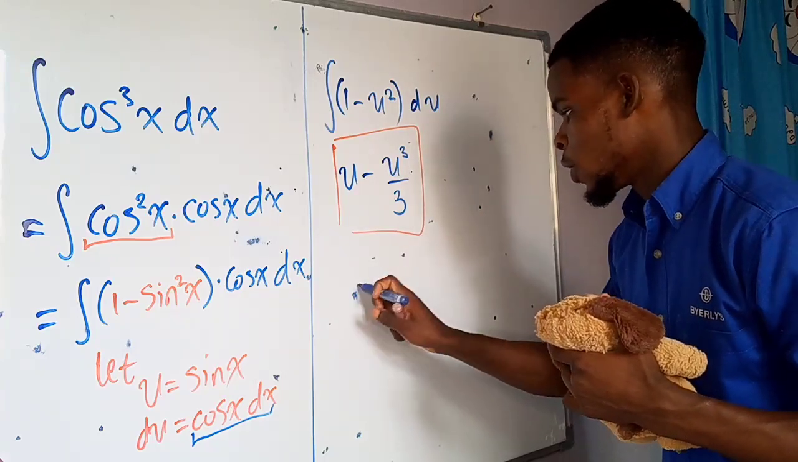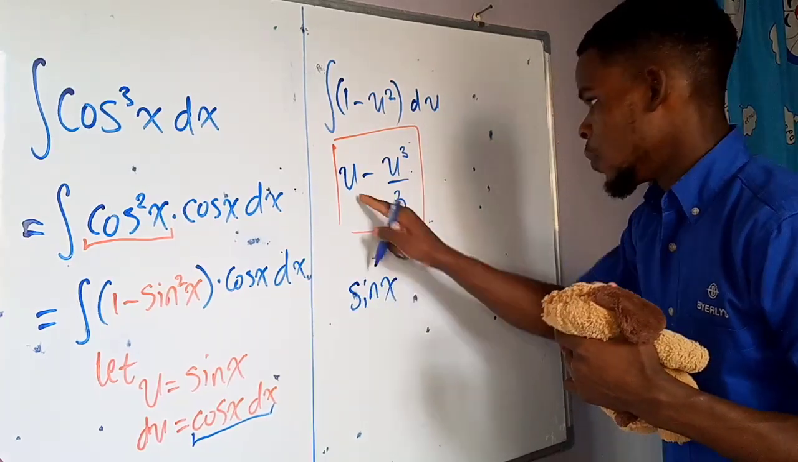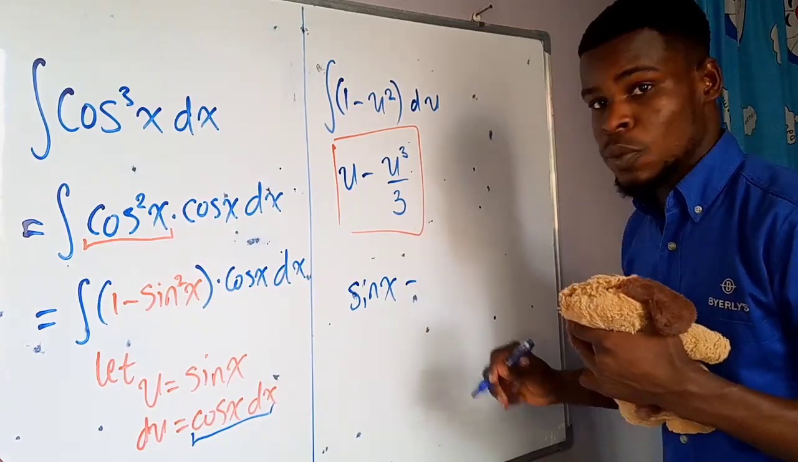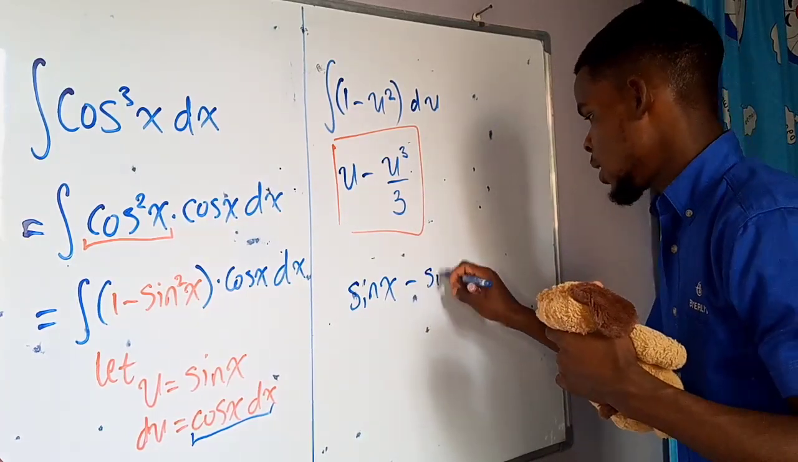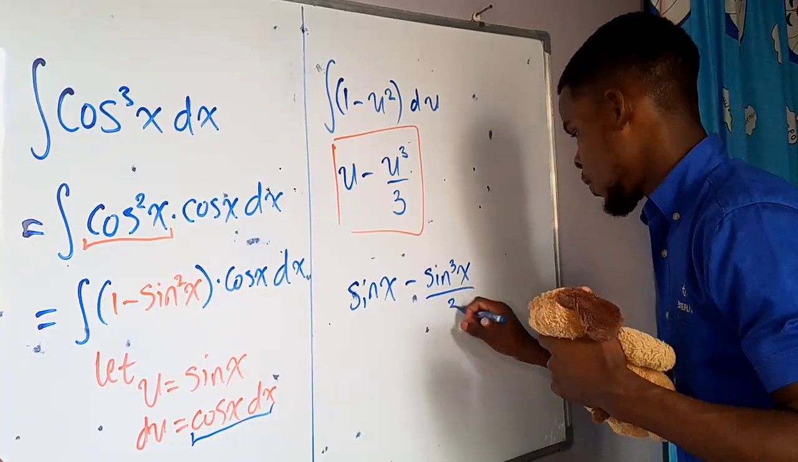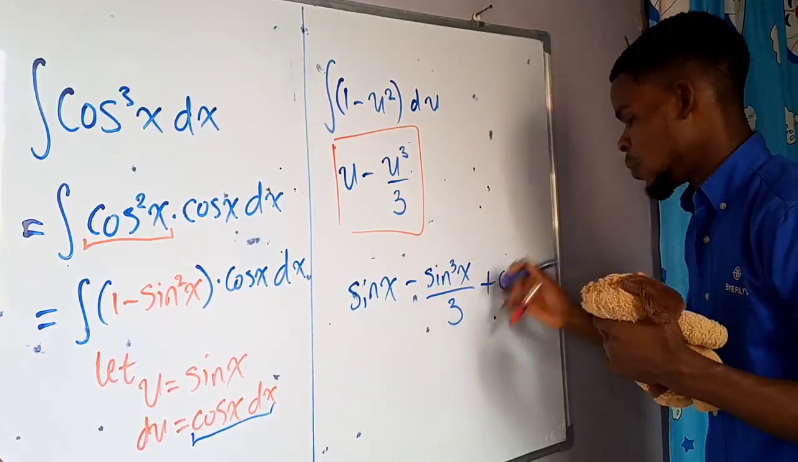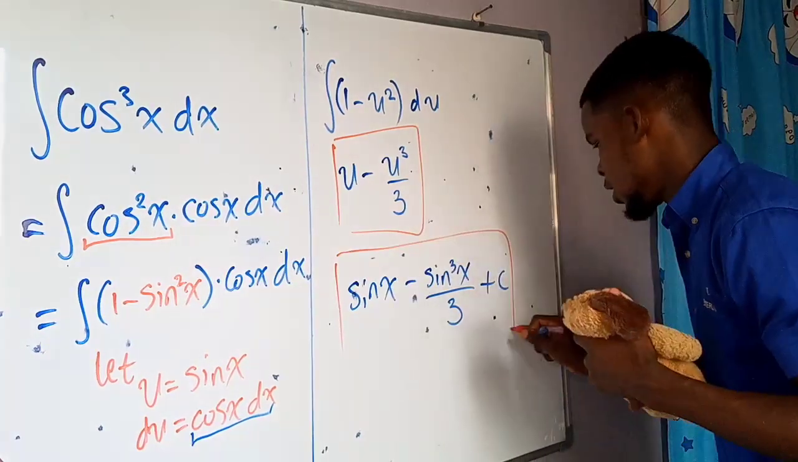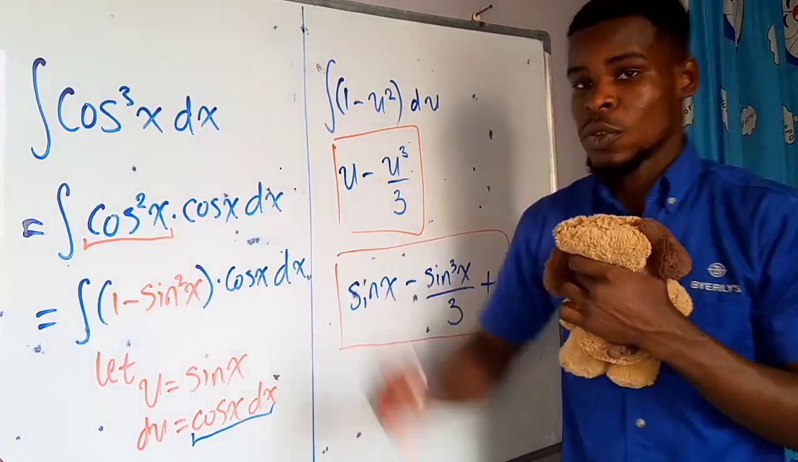We're going to have sine of x in place of u, then minus u cubed, which is sine of x raised to the power 3, and then we divide this by 3. And now that we are done, we can add an arbitrary constant. And this right here is the antiderivative of the function we're given.